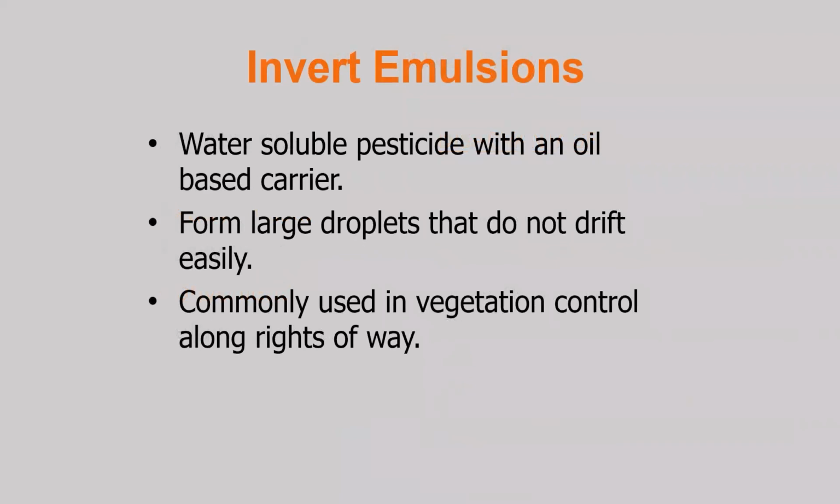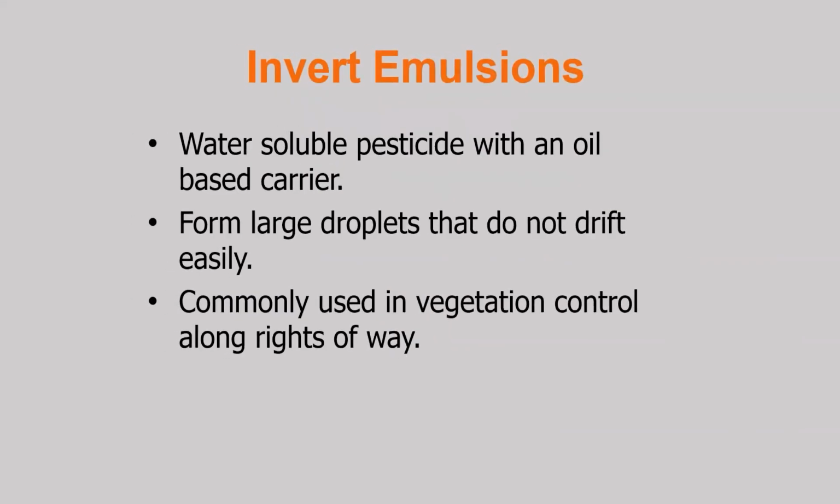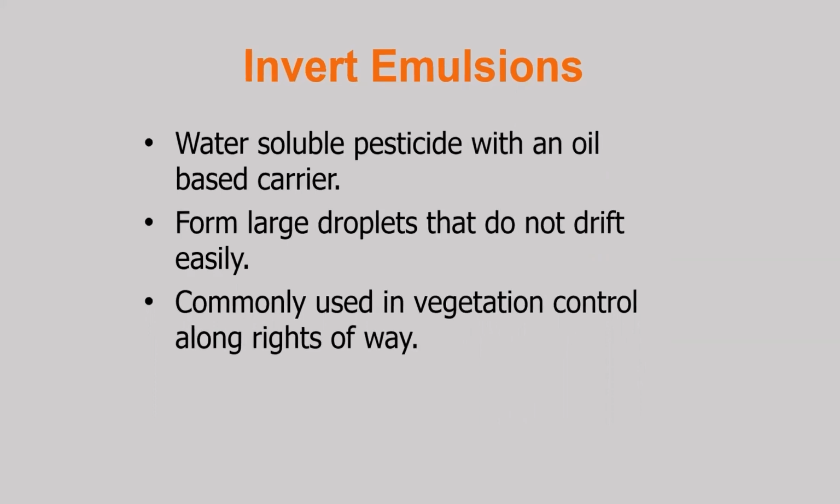Invert emulsions. Invert emulsions are a water-soluble pesticide with an oil-based carrier. They form larger droplets that do not drift easily and are commonly used in vegetation control along rights of way. I know there'll be a few people on this call tonight that use these types of products.